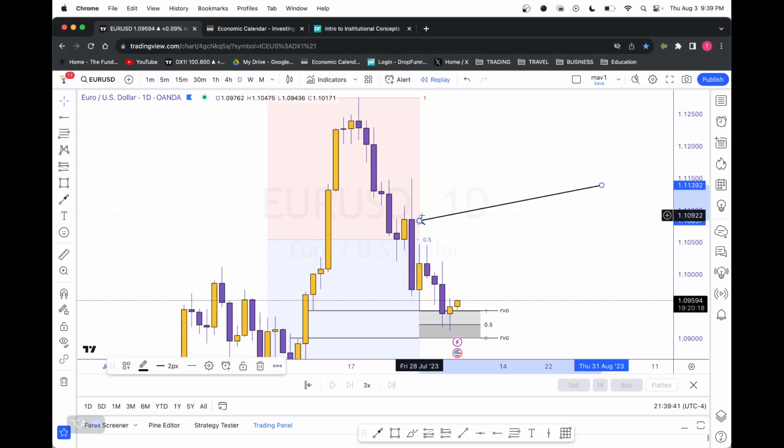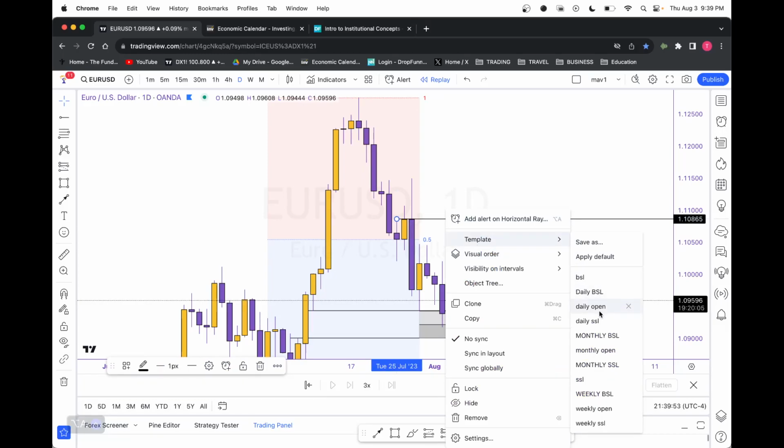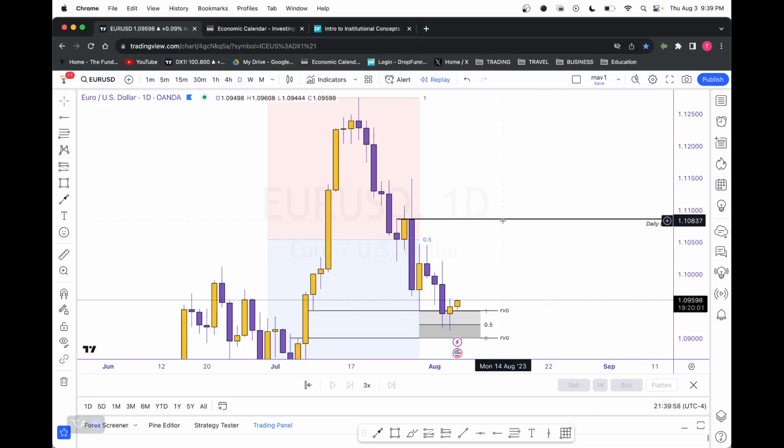So either way it goes, it is a level of liquidity to pay attention to, because it's an old high, which is up here, and it was also the high of last week. But of course, first I'm going to keep my eye on this level here at the top of the candle. And then I'm also going to know that I have a level of liquidity up there.